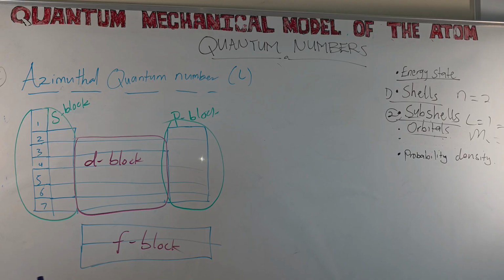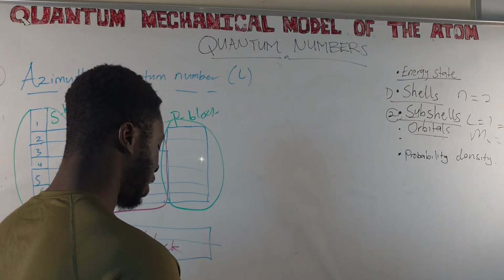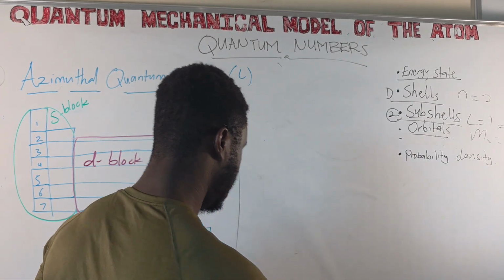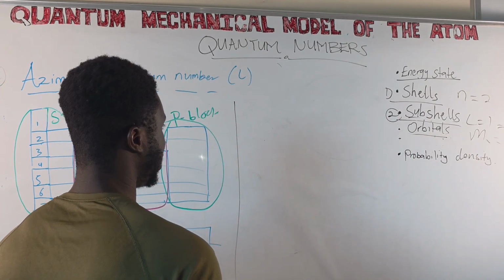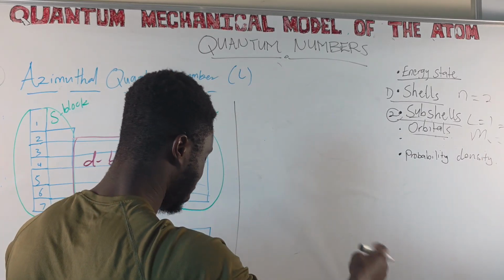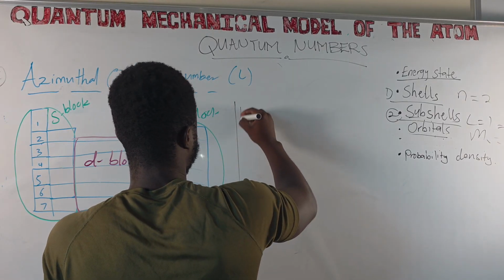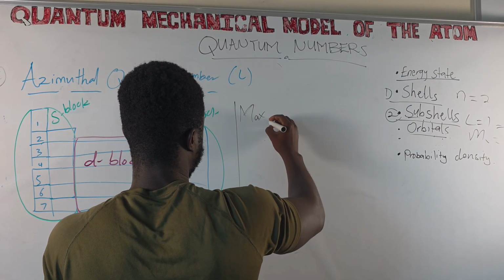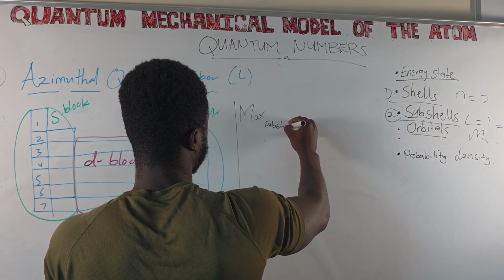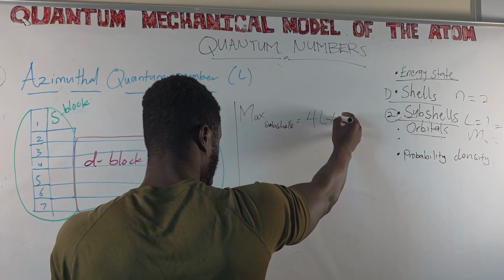For that, there is another thing about the azimuthal quantum numbers, that is the maximum amount of electrons that the subshells can carry. So the azimuthal quantum numbers are the subshells, and then the maximum number of electrons they can carry. So the max for the subshells equals 4L plus 2.